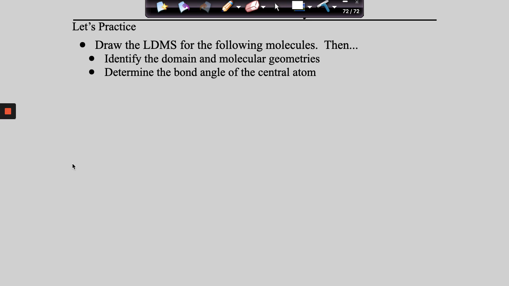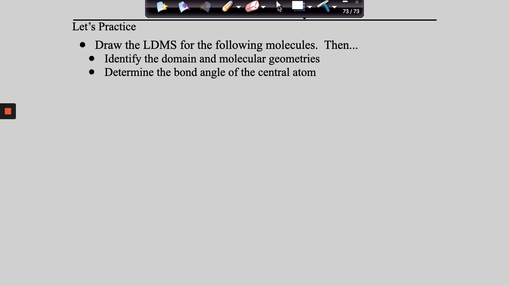So here we go. Let's talk about your homework. Guys, this is what your homework is going to look like. Please don't write this down, just follow along. So this is your assignment for your homework today. It reads like this. It says, draw the Lewis dot molecular structure for the following molecules. Then identify the domain and molecular geometries and the bond angle around the central atom.